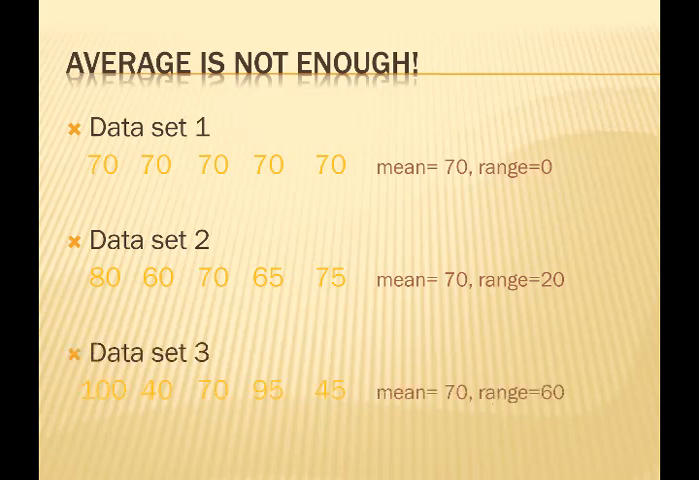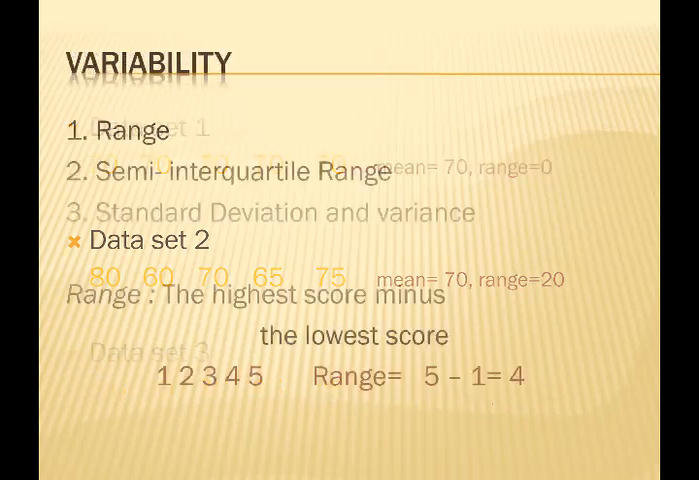Now take a look at this next data set. Data set 3 has numbers 100, 40, 70, 95, and 45. So you have some huge numbers and some small numbers, and you would expect the range to be much, much bigger. In fact, while the mean is the same as the first two data sets, the range here is 60, the difference between 100, the highest score, and the lowest score of 40. So just by looking at the means, you have no idea what these data sets look like. For all I know, they could all look the same. But here with the range, you can see that there is a difference in variability in these three data sets.